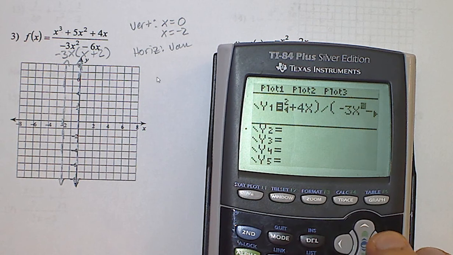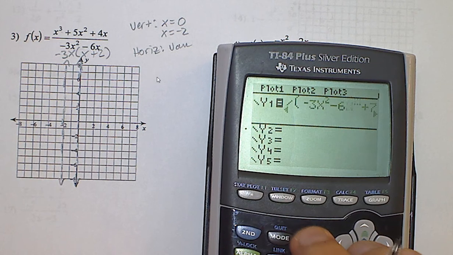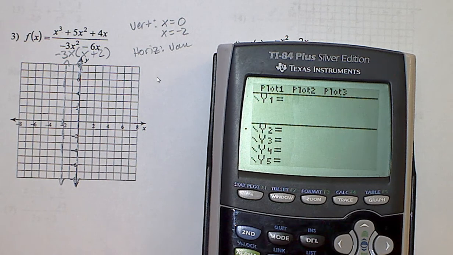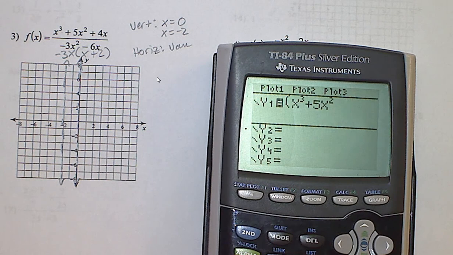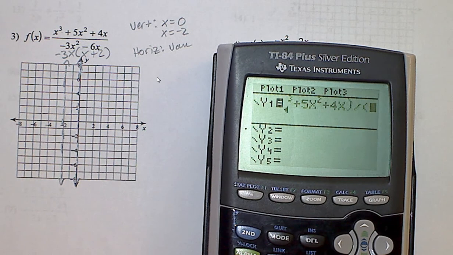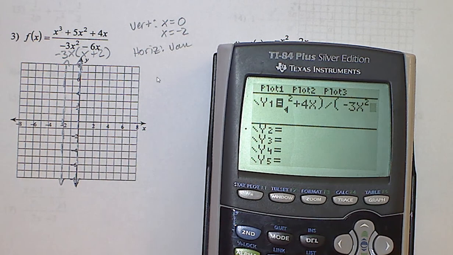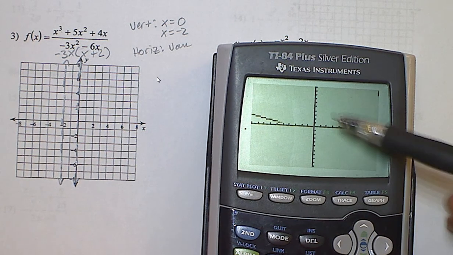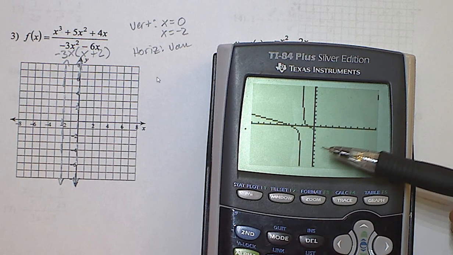So I did 3x squared minus 6x. Weird. Okay, because you went over the other one. I'm just going to erase the whole thing then. Sorry. You guys are probably ahead of me now, which is fine. So x to the third plus 5x squared plus 4x divided by -3x squared minus 6x, close parentheses, graph. Alright, there we go. So we get this. Meow.